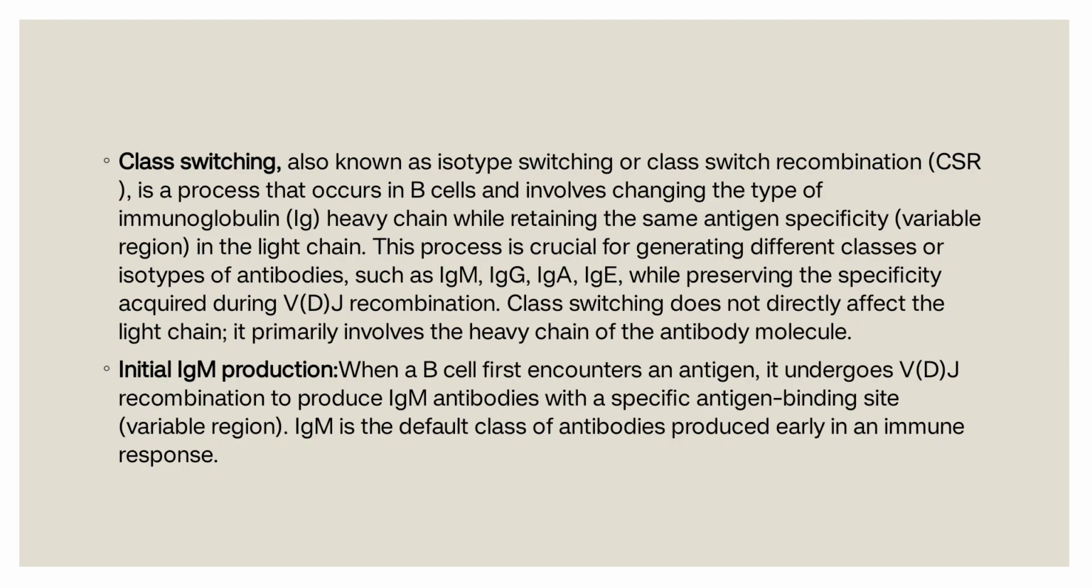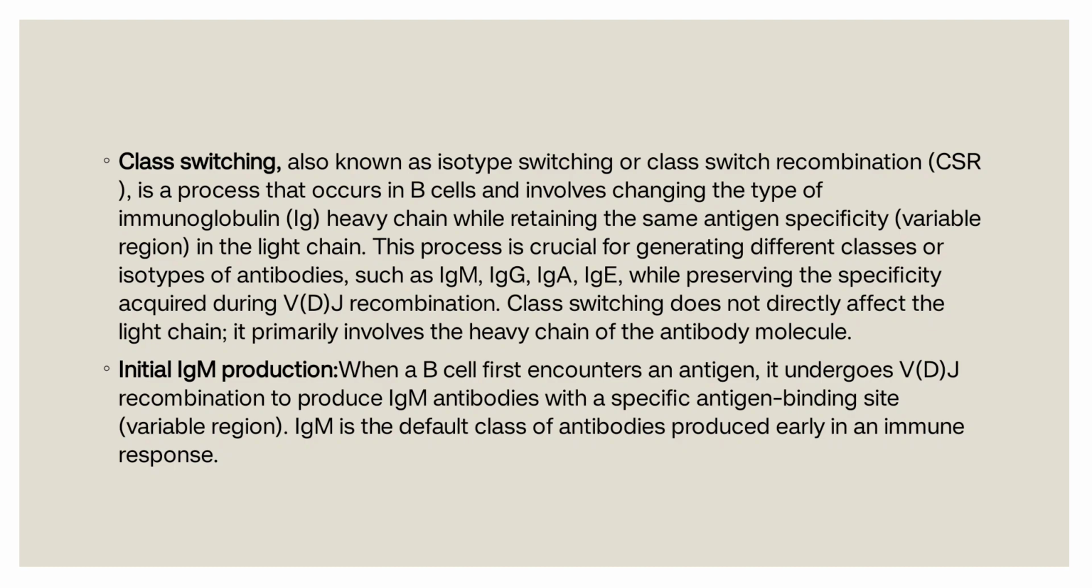Next is class switching. Class switching is also known as isotype switching or class switch recombination, CSR. It is a process that occurs in B cells and involves changing the type of immunoglobulin heavy chain while retaining the same antigen specificity. The process is crucial for generating different classes or isotypes of antibodies such as IgM, IgG, IgA, IgE while preserving the specificity acquired during VDJ recombination. Class switching does not directly affect the light chain, it primarily involves the heavy chain of the antibody molecule.